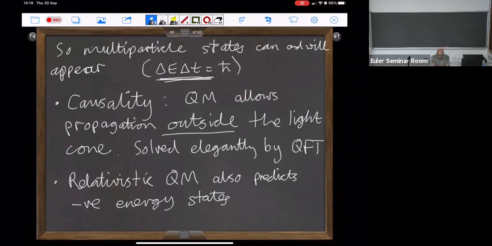Causality is another issue. Ordinary quantum mechanics, based on the Schrodinger equation, for example, will allow propagation outside of the light cone. That's obvious because ordinary quantum mechanics doesn't have relativity built into it. But even if you look at relativistic quantum mechanics, the same is true there, and it's for the same reason that these multi-particle states can appear.